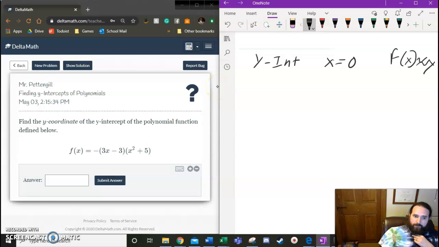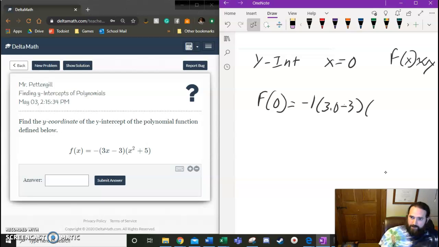Like, okay, we're going to swap it out for zeros. No big deal. So f(0) equals, remember how a negative in front of a parenthesis is basically the same thing as a -1? So I'm going to have a -1 just for a placeholder. And then 3 times 0 minus 3, and then 0 squared plus 5. Okay. -1 still the same. 3 times 0 is 0 minus 3. And then 0 squared is 0 plus 5. Okay.